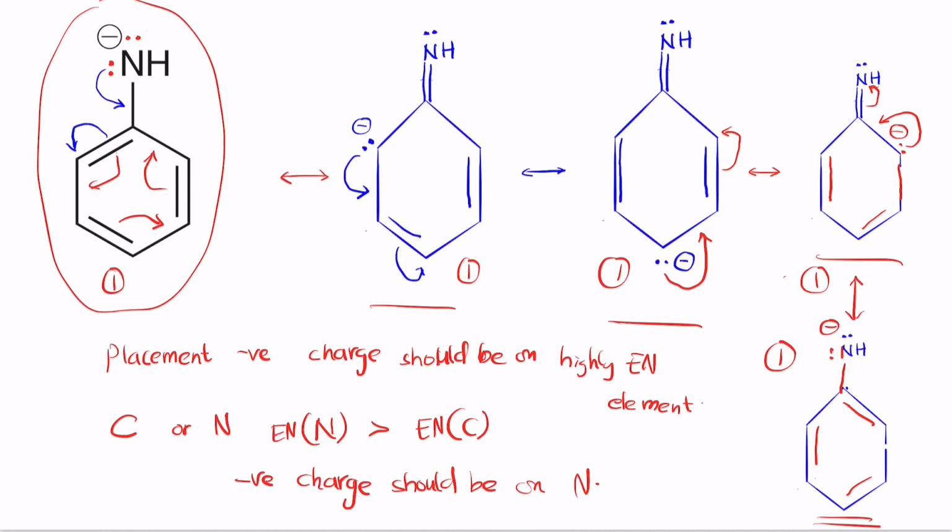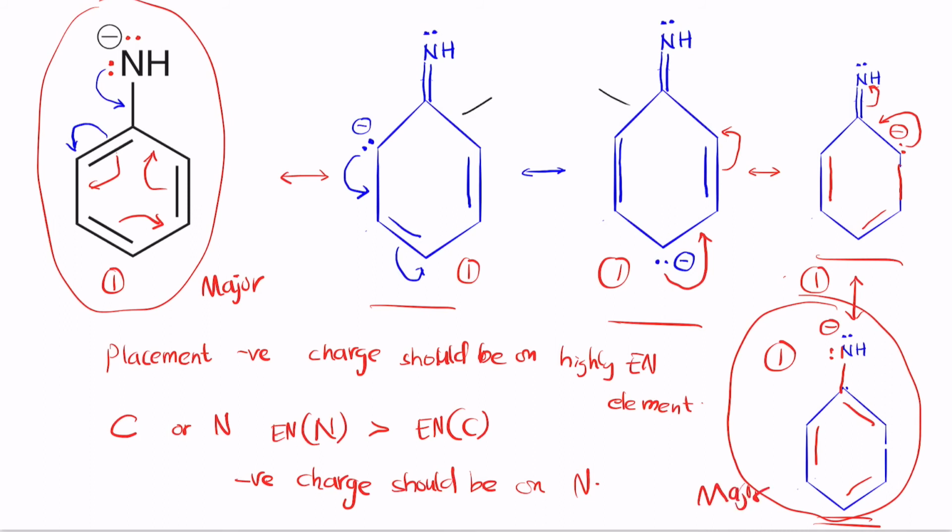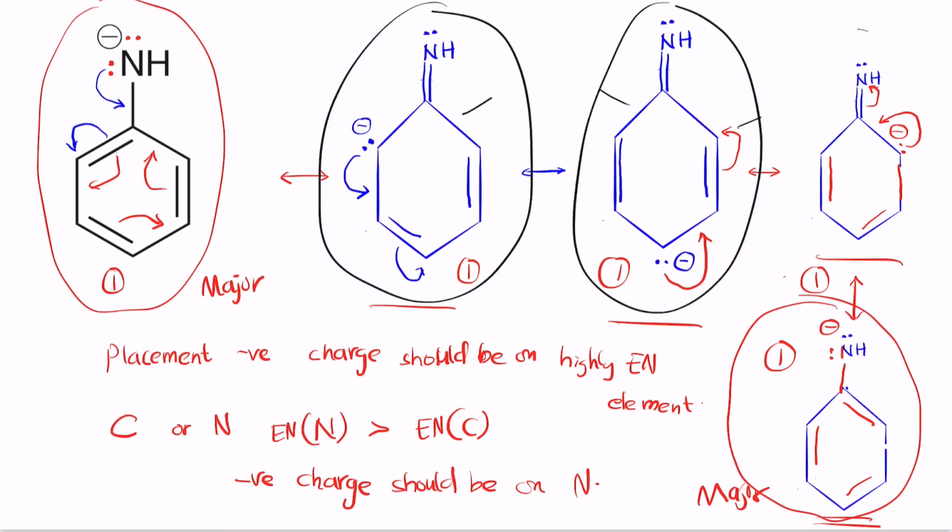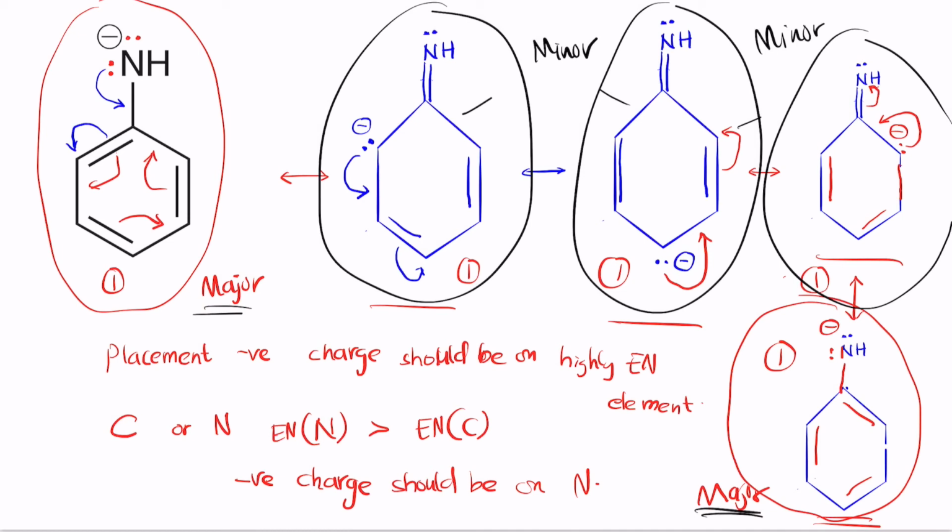So this is the major contributor, and this one is also a major contributor. All the others, all of these 1, 2 and 3, are going to be the minor contributors. So there are 2 major contributors and 3 minor contributors.